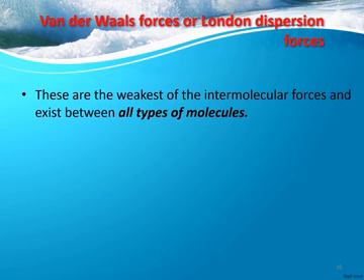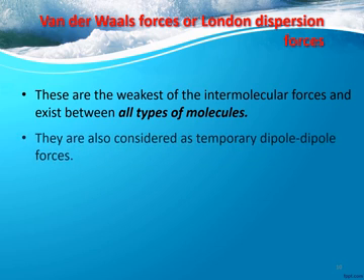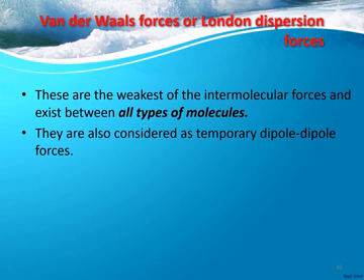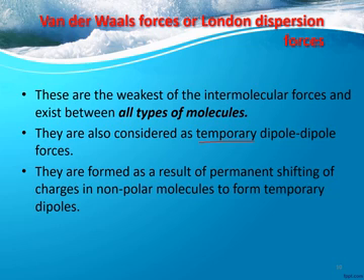They exist between all types of molecules. And they are also considered as temporary dipole-dipole forces. Temporary dipole-dipole forces means that the ones we have discussed earlier, the dipole-dipole interactions, are permanent dipole-dipole forces. Why? Because the dipoles are always there in the molecules. But in the London dispersion forces, we don't have permanent dipoles. We have dipoles which are formed as a result of temporary shifting of charges in non-polar molecules to form temporary dipoles.